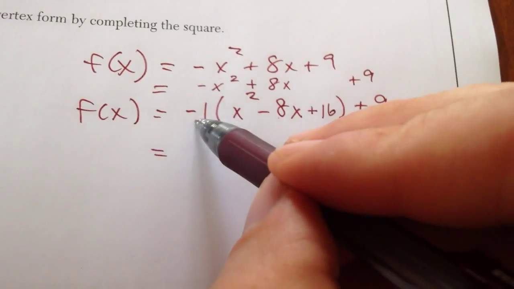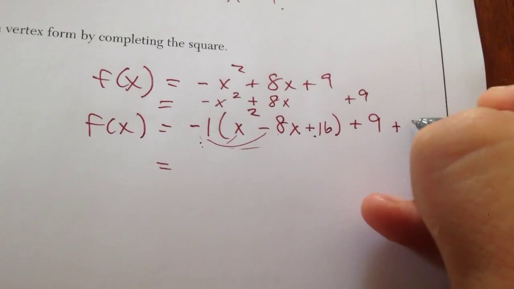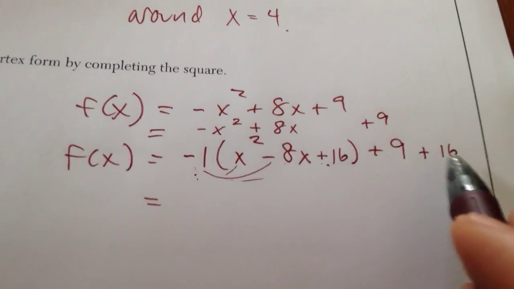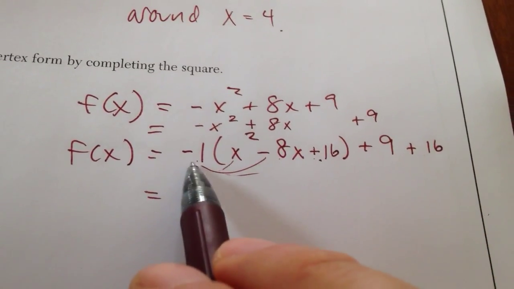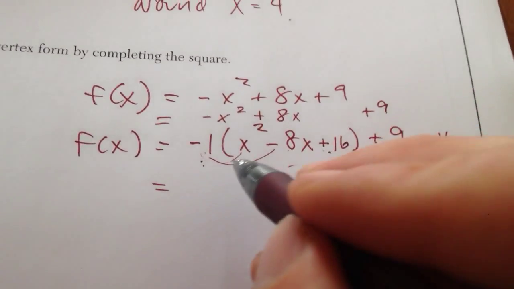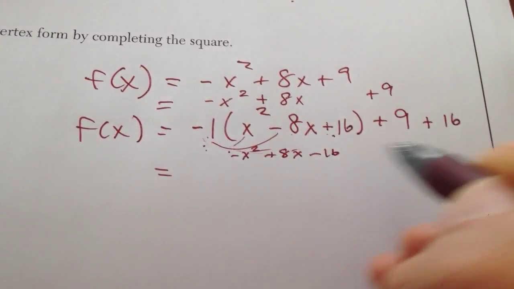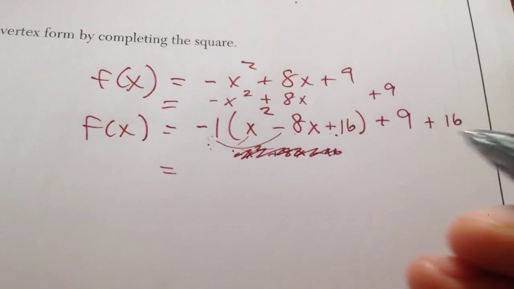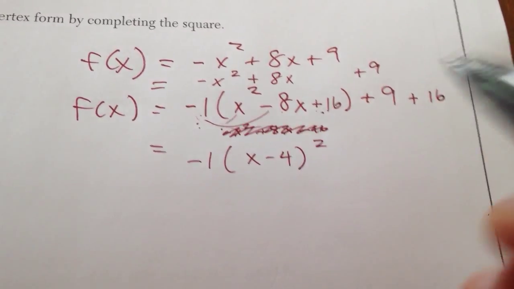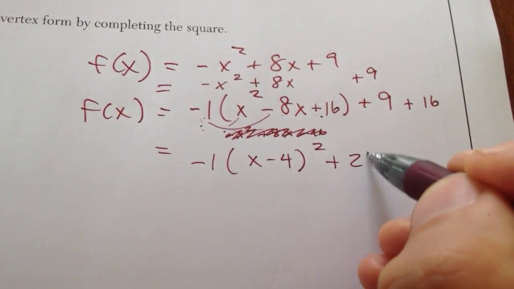Now, because of this -1, it's like I really added a -16. So over here I am going to put plus 16. Without that negative, you're usually doing the opposite signs when you're working on the same side. But because of this -1, -1 times a positive 16 is actually -16. If you think about it, it's -x squared plus 8x minus 16. So this has got to be the opposite sign. So what we say is -1 times (x minus 4) squared. When you're factoring it like this, remember this is always half of b. It's always half of that x. Plus 25.